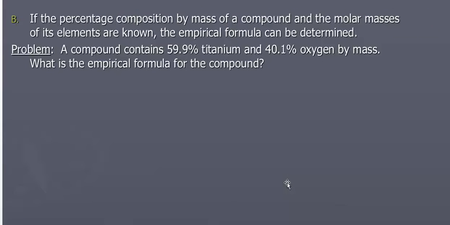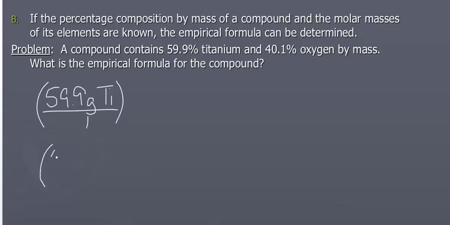If I know the percent composition by mass, I can get the empirical formula. I can get the reduced form of the formula. Here's how we're going to do that. A compound consists of 59.9% titanium, 40.1% oxygen by mass. So I'm going to just assume 100 grams. If you assume 100 grams, you have 59.9 grams of titanium. Likewise, if I assume 100 grams, I have 40.1 grams of oxygen.